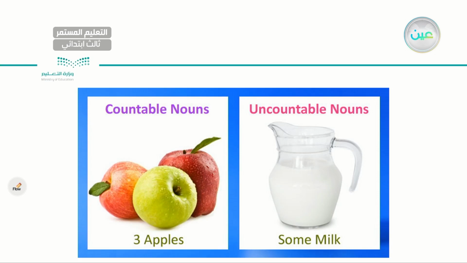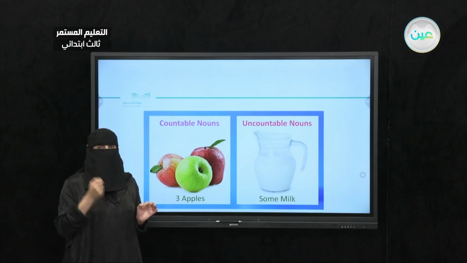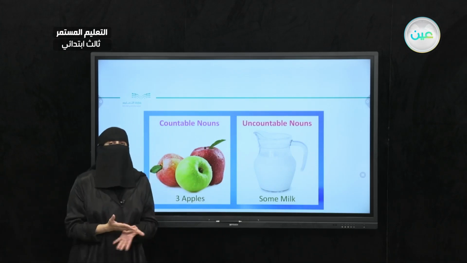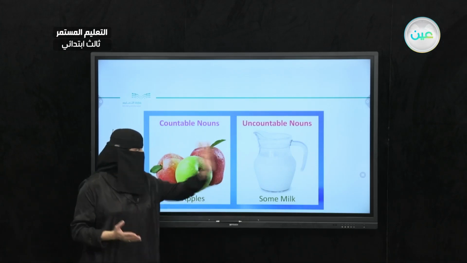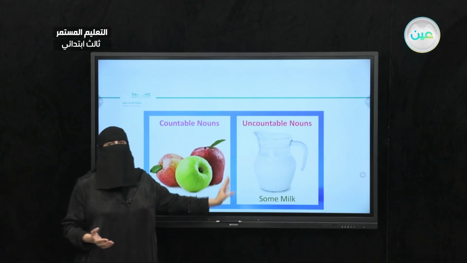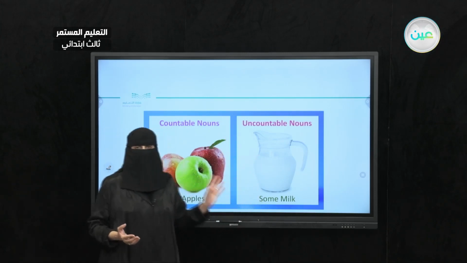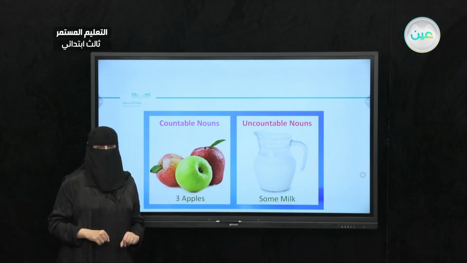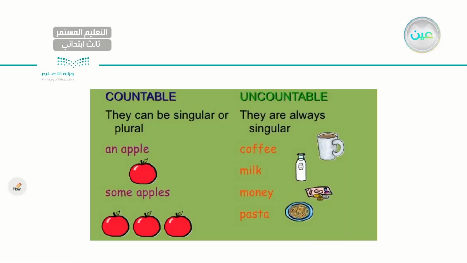Now, can we count milk? Can we give the exact number of the milk? The answer is no, because it's completely impossible. We cannot count it. So, it's an uncountable noun. We will refer by using some milk. We need some milk. But here I have 3 apples. We can count apples. Okay?